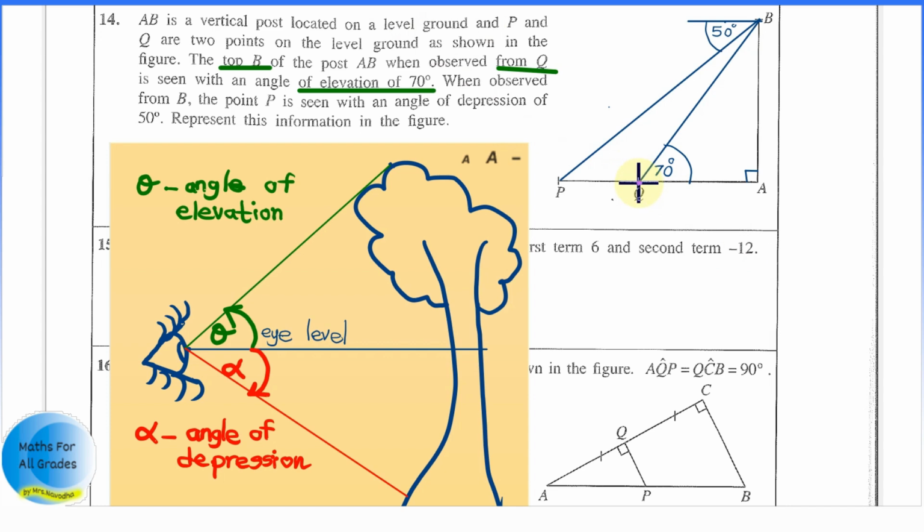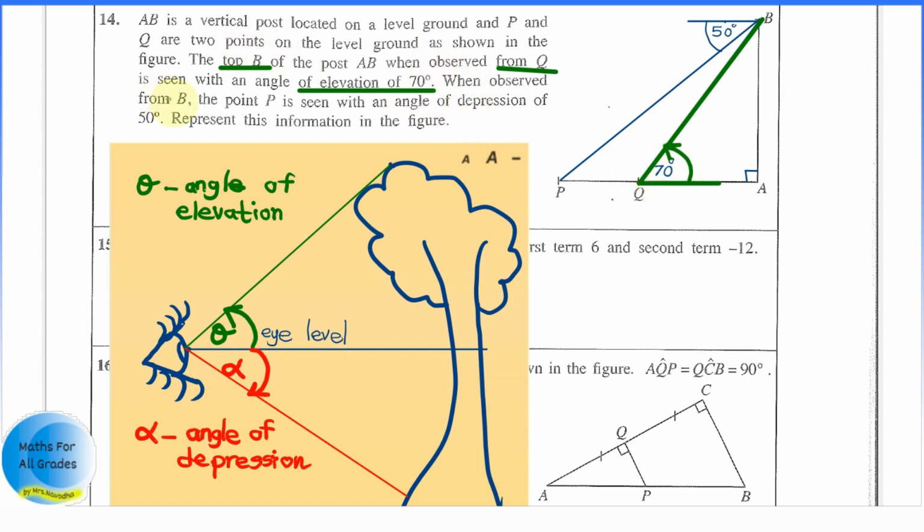So there is a man at point Q and this is his eye level. He is looking at point B. So he looked up from here to here. So this is the angle of elevation and it is 70 degrees.